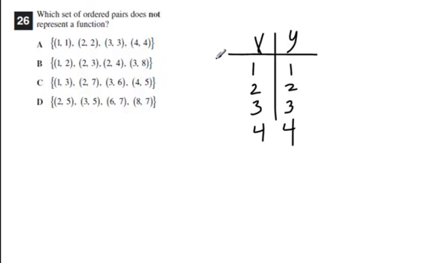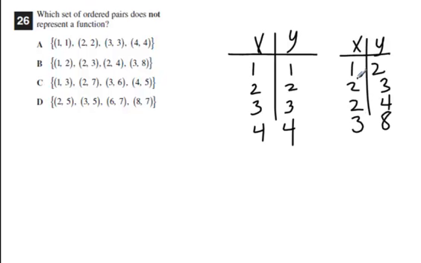For the next one, if we draw a table, I have 1, 2, 2, 3, 2, 4, and 3, 8. Right away I notice that the same x is being used twice. Again, a function has, for every x input, a unique y. If I use 2 twice, I should get the same number twice over here, and I don't. When I substitute 2, I get 3.